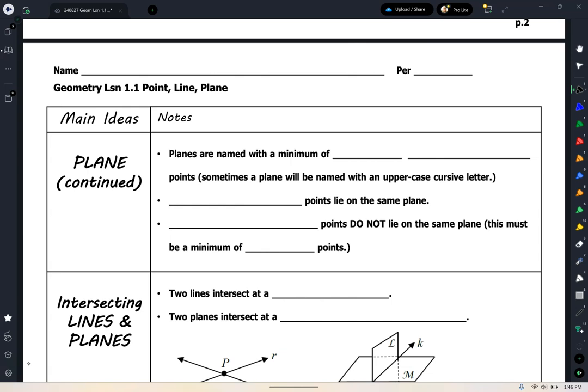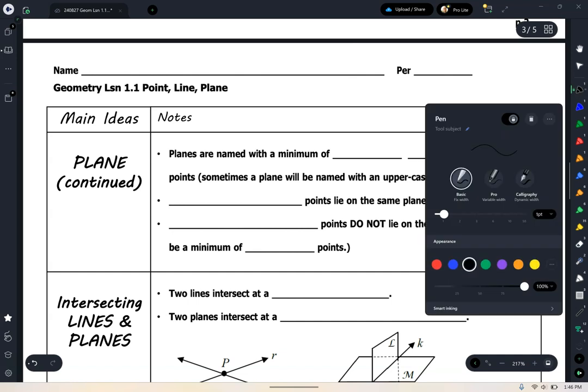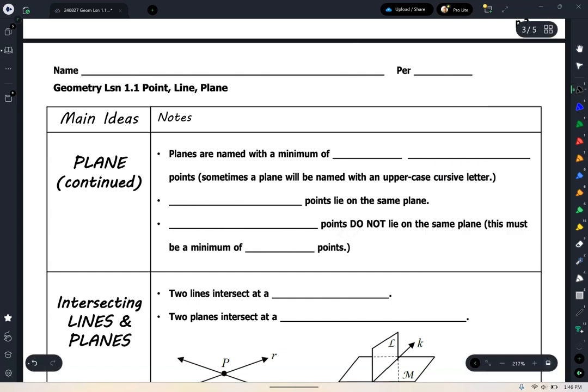All right. Now, planes are named with a minimum of 3 non-collinear points, okay? Sometimes planes will be named with an upper cursive letter. Again, that's sort of an old school way of doing things, but they're named with 3 non-collinear points.